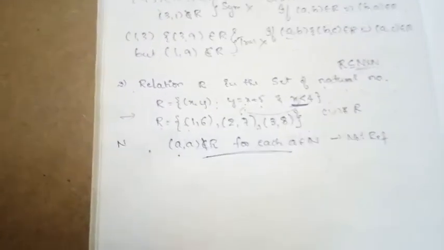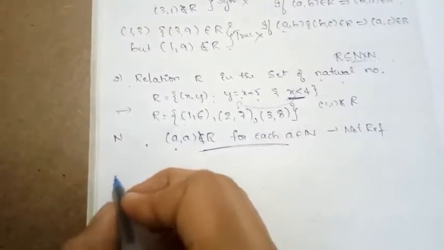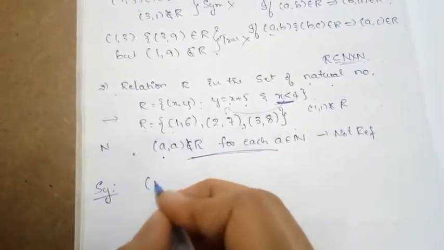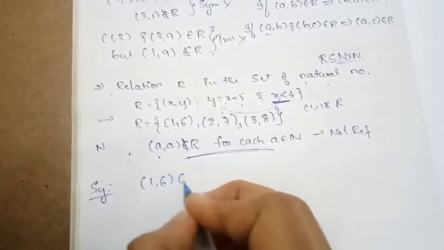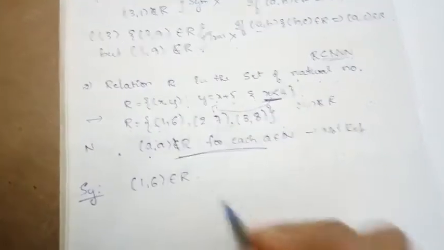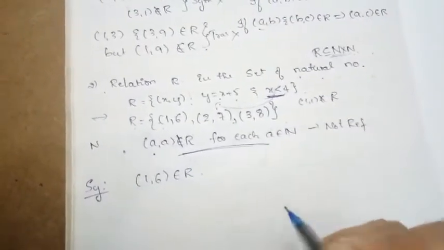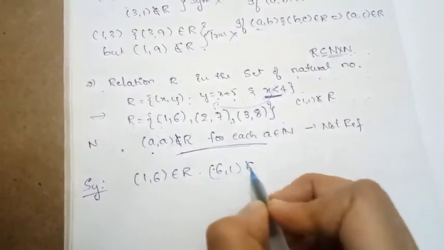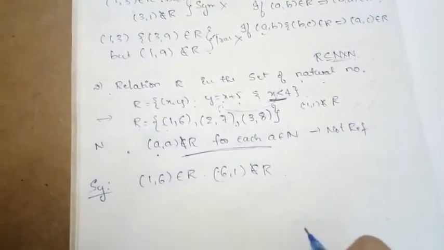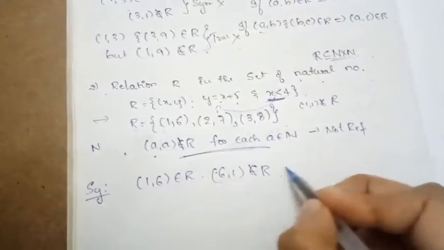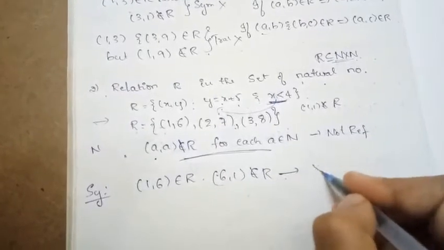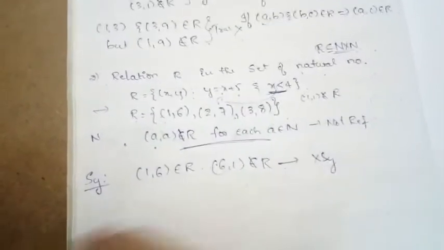So it is not reflexive. Next, checking for symmetric. You can see here (1, 6) belongs to the relation R. Whether (6, 1) belongs to R? No, (6, 1) does not belong to that relation. One example is enough to say it is not symmetric. So it is not symmetric.